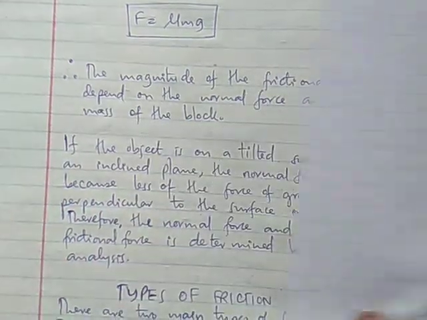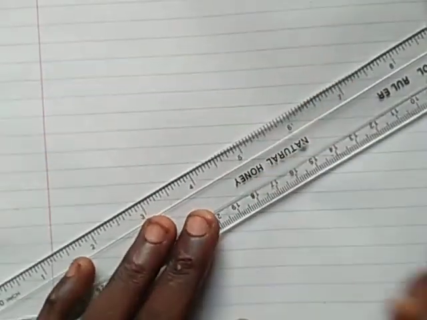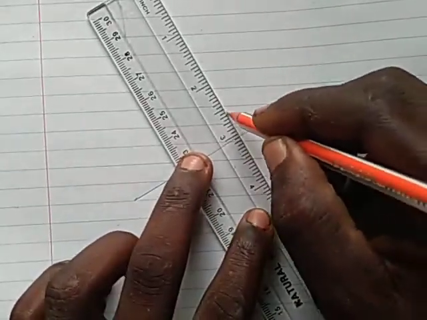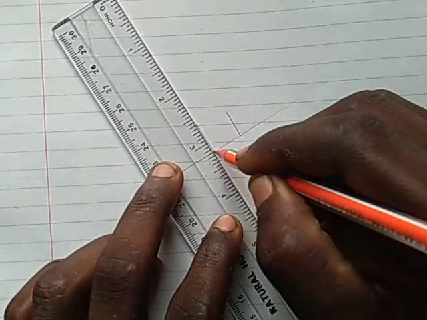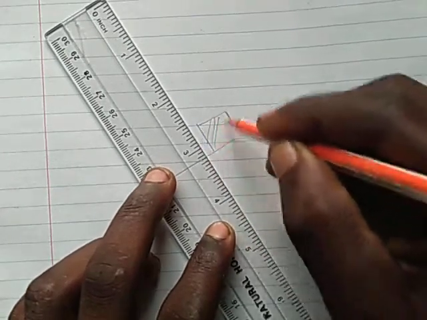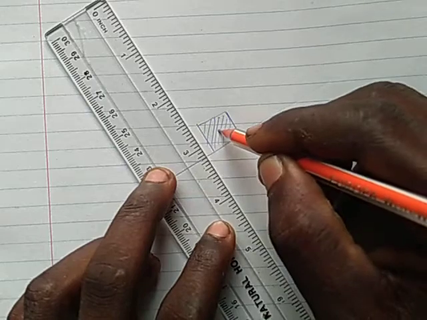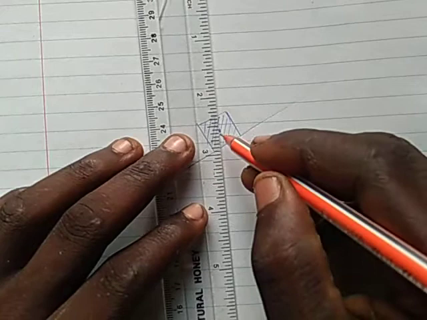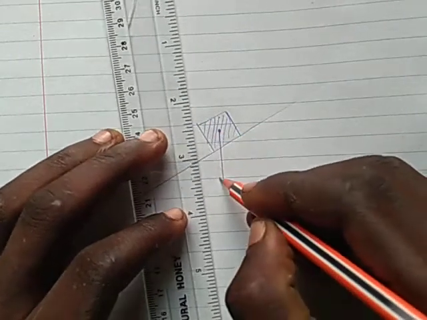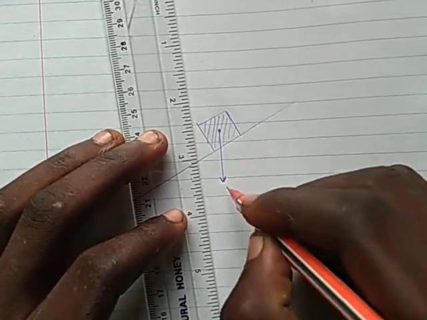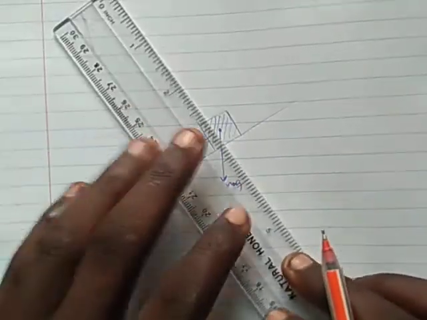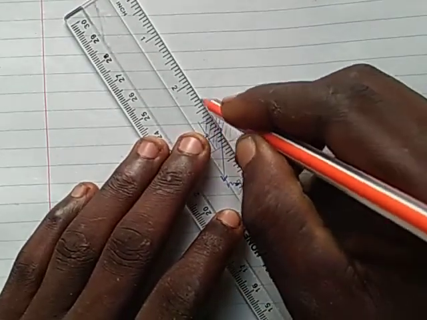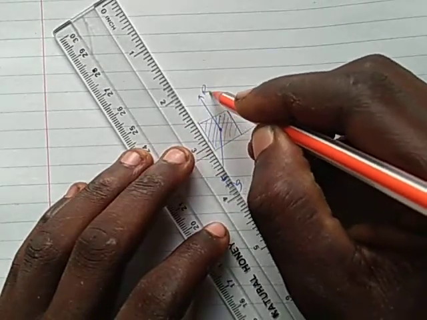So, having our inclined plane like this way, this is our inclined plane, then having the block resting on the inclined plane like this way, then from there we'll have the weight of the object pulling straight downward, weight of the object mg, and the normal reaction which is perpendicular to the surface, normal reaction R.